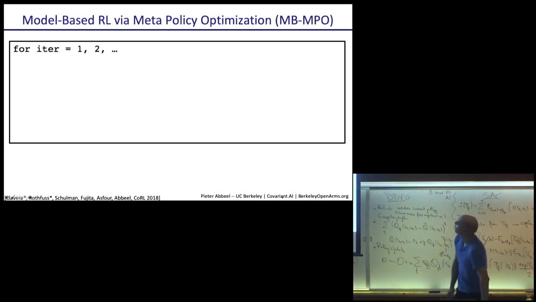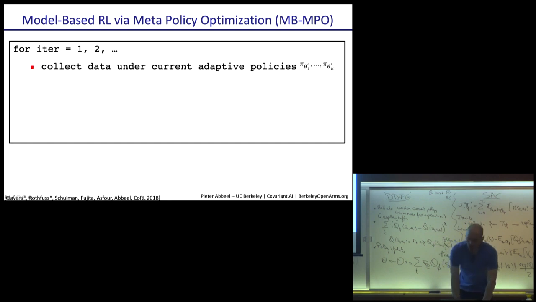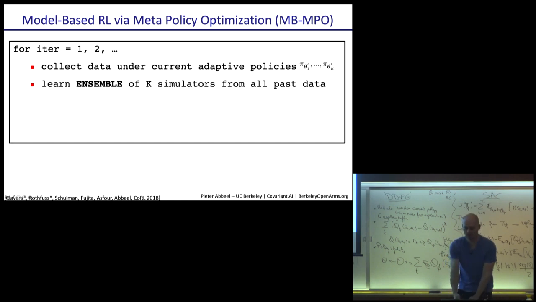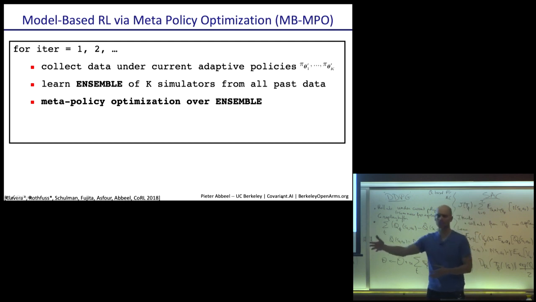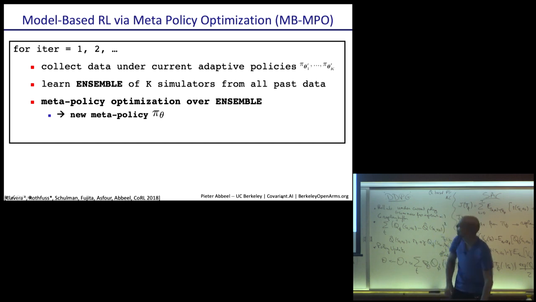What does it look like as a whole? We still iterate in some outer loop over data collection with our current adaptive policies. Don't worry about the details too much. Just assume for now this is one policy. Our current policy collects data. Then we learn an ensemble of simulators from all past data. We run meta-policy optimization over the ensemble, learn a recurrent neural network that no matter which member of the ensemble it gets dropped into can achieve high performance thanks to the ability to adapt to the specific member of the ensemble it's dropped into. This gives you a meta-policy that is a recurrent neural network that is ready to adapt to, hopefully, the real world.